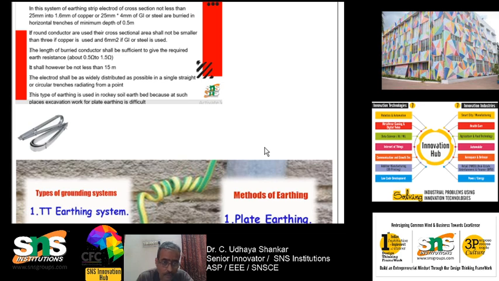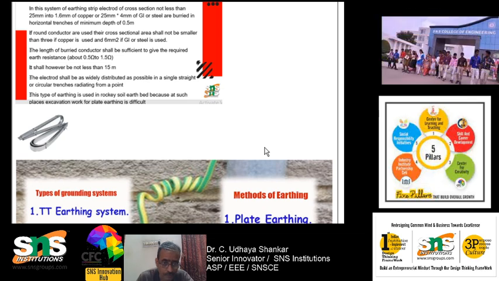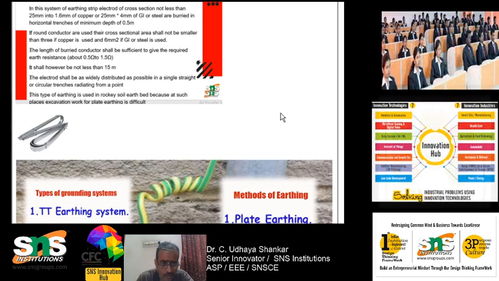The length of buried conductors shall be sufficient to give the required earth resistance. So it will be less than 1.5 ohms. It shall, however, be not less than 15 meters. The electrodes shall be distributed as widely as possible in single straight or circular trenches radiating from a point.